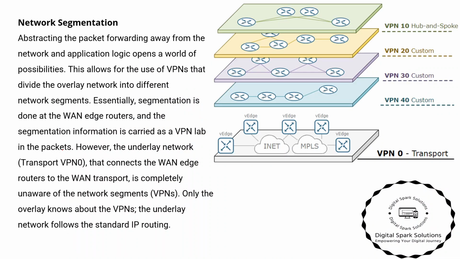Network segmentation. Abstracting the packet forwarding away from the network and application logic opens a world of possibilities. This allows for the use of VPNs that divide the overlay network into different network segments. Essentially, segmentation is done at the WAN edge routers, and the segmentation information is carried as a VPN label in the packets. However, the underlay network, transport VPN 0, that connects the WAN edge routers to the WAN transport, is completely unaware of the network segments, VPNs. Only the overlay knows about the VPNs, the underlay network follows the standard IP routing.